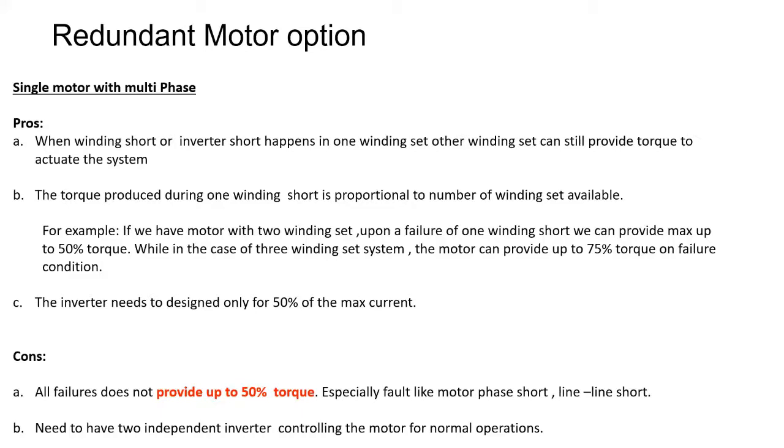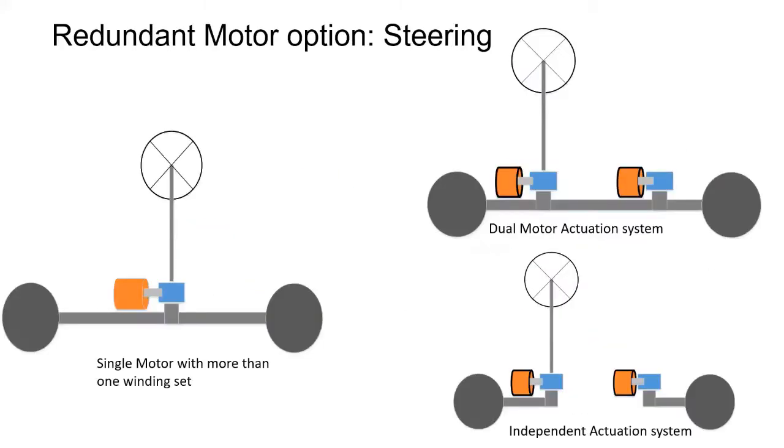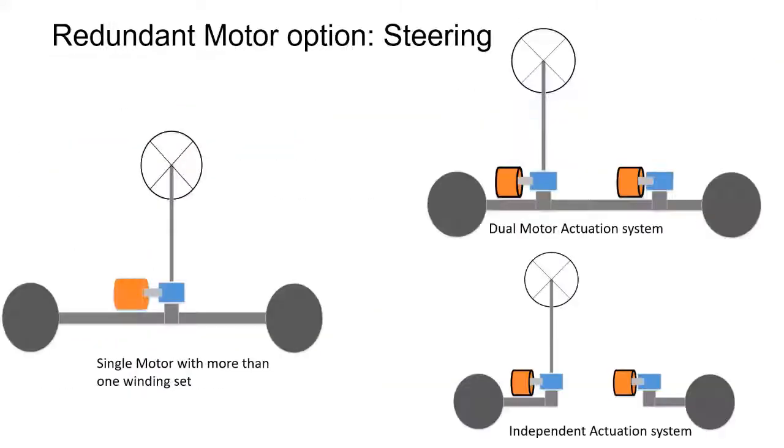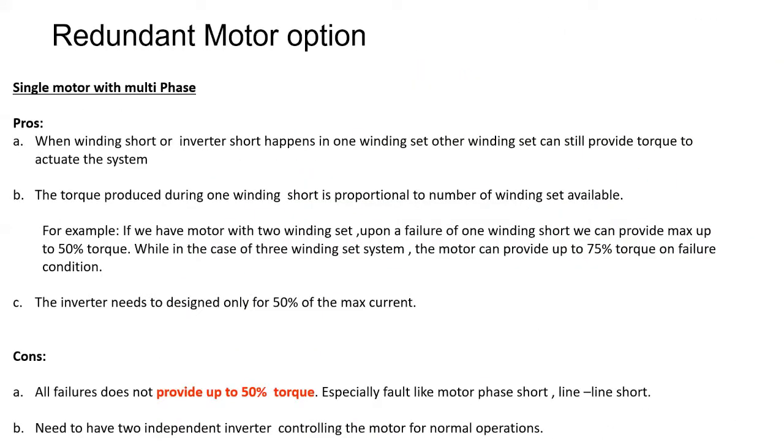So with a single motor with multiple winding sets, the pros are when a winding short or inverter short happens. With redundant motor options, even motor failures can be mitigated, such as a winding short. In the previous architecture, when I talked about the motor being single, winding short is still a problem, so we cannot achieve that redundancy there. While in this architecture, since we have two winding sets, when a winding short or inverter short happens in one winding set, the other winding set can still provide torque to actuate the system.